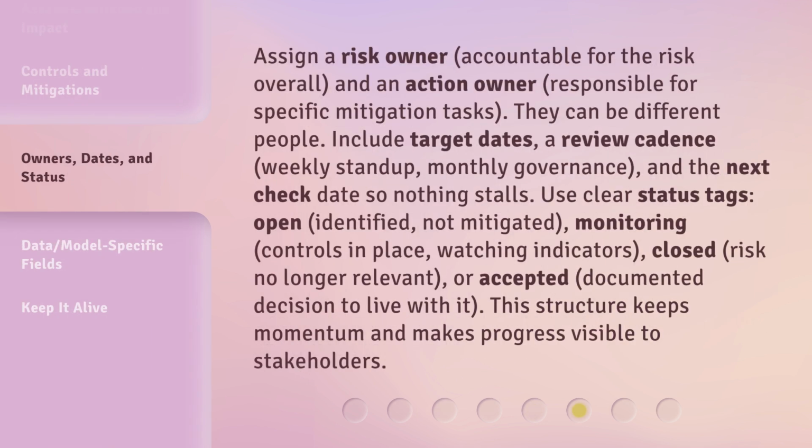Assign a risk owner, accountable for the risk overall, and an action owner, responsible for specific mitigation tasks. They can be different people. Include target dates, a review cadence, weekly stand-up, monthly governance, and the next check date so nothing stalls.